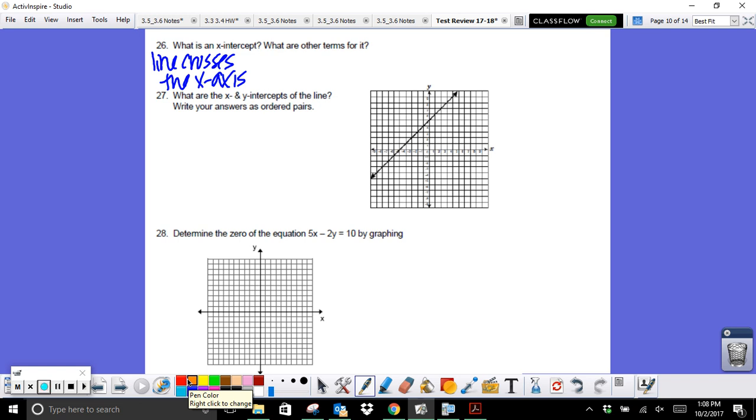So other terms for x-intercept would be zeros, and it would be solutions, and it would be roots. So I could ask you any of those words, and you have to know that it's asking for an x-intercept.